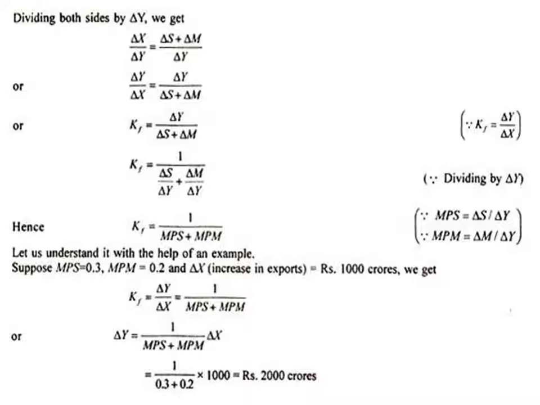We can write it as change in income, delta Y by delta X, equals delta Y by delta S plus delta M. Delta Y by delta X is equal to what? Foreign trade multiplier coefficient. That is change in income as a result of change in exports. So instead of delta Y by delta X, we can write it as KF. Foreign trade multiplier equals delta Y by delta S plus delta M.